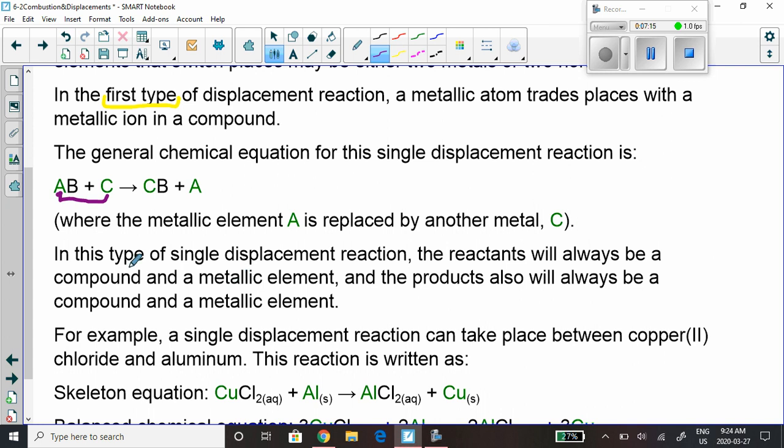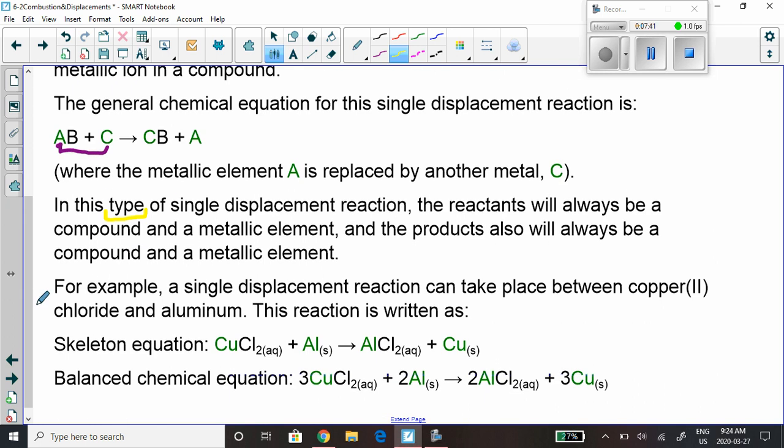In this type of single displacement reaction, the reactants will always be a compound and a metallic element, and the products will also always be a compound and a metallic element. Ionic compound and a metallic element. Always. So these are clues that will help you identify if you ever see a reaction. Hey, there's an ionic compound reacting with a metal, and it produces another ionic compound and another metal. Must be single displacement.